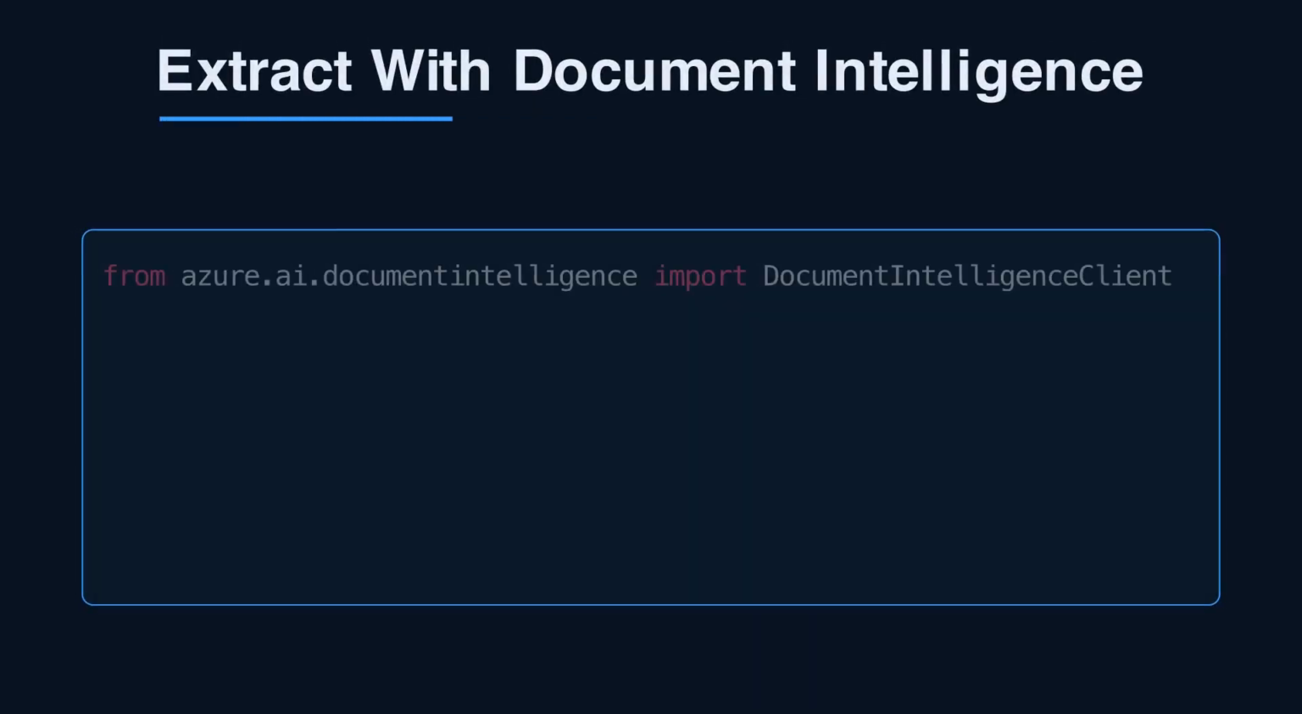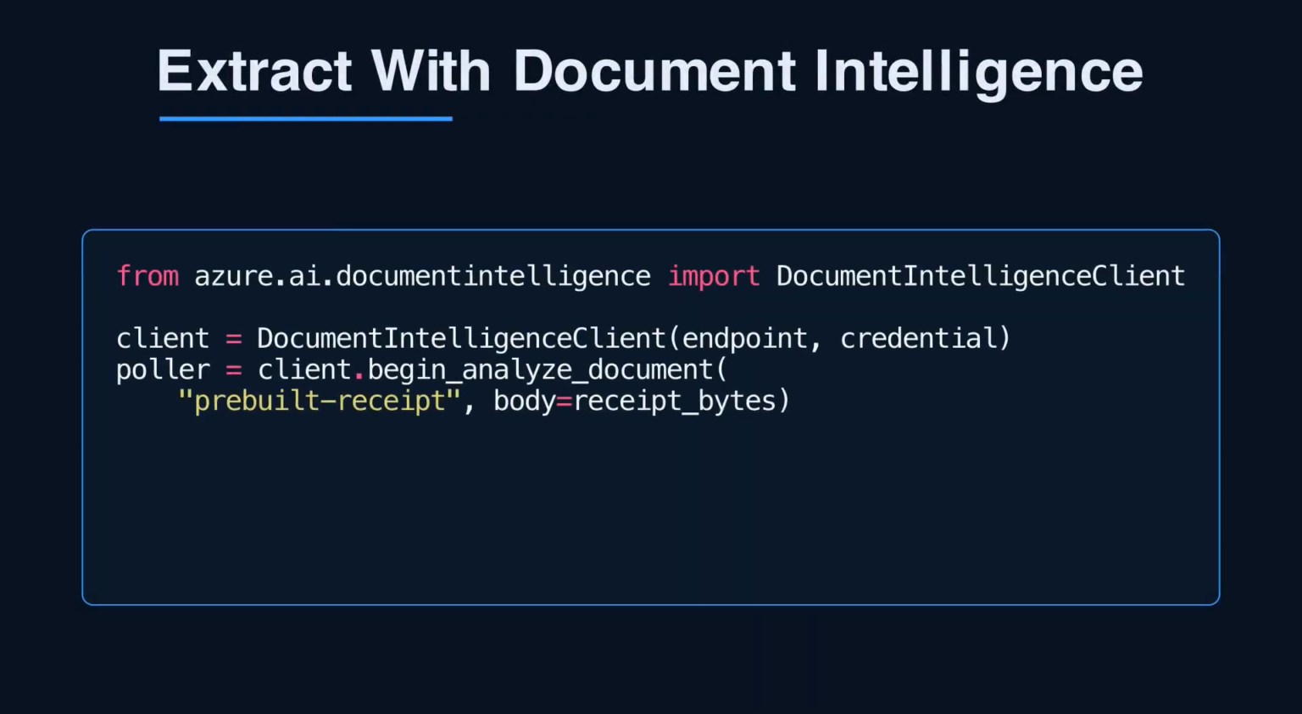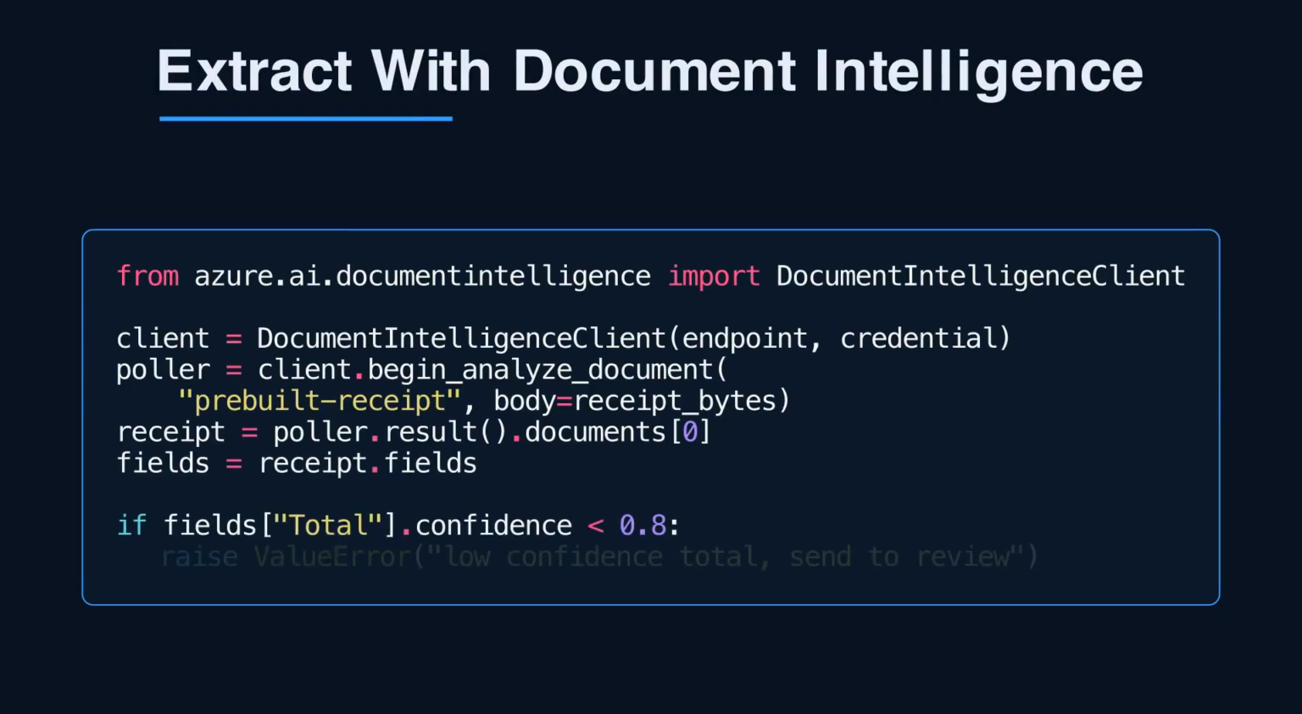Start with the pre-built receipt model. No training needed. Call begin analyze document with the receipt bytes. You get typed fields with confidence scores attached. Reject anything below about 0.8 confidence. Low confidence fields poison every downstream rule.